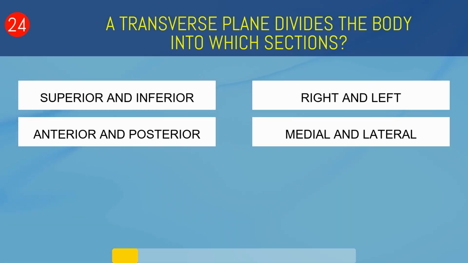A transverse plane divides the body into which sections? Superior and inferior, anterior and posterior, right and left, or medial and lateral?